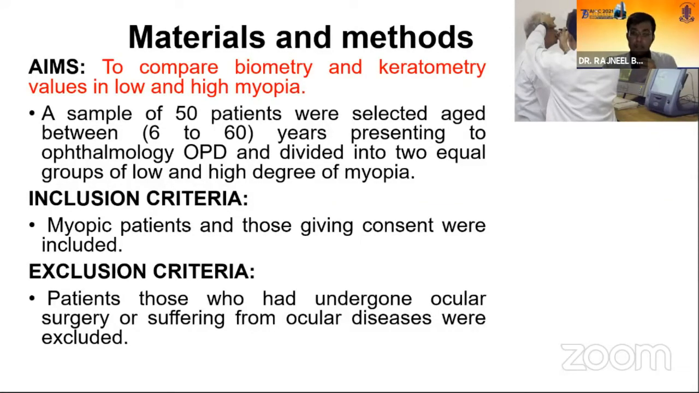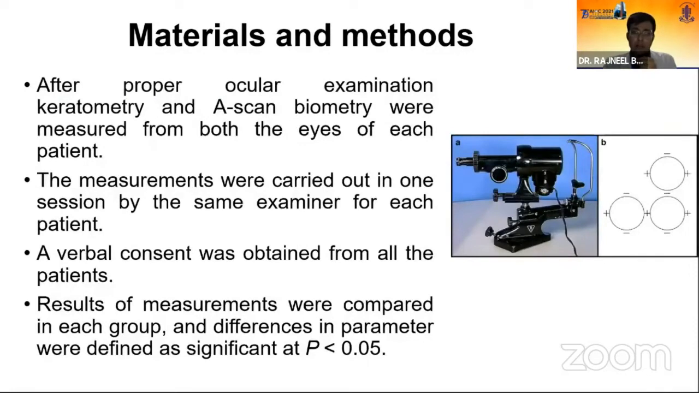A sample of 50 patients were selected, aged between 6 to 60 years, presenting to ophthalmology OPD, and divided into two equal groups of low and high degree of myopia. Myopic patients and those giving consent were included, and patients who had undergone ocular surgery or were suffering from ocular diseases were excluded. After proper ocular examination, keratometry and A-scan biometry were measured from both the eyes of each patient. The measurements were carried out in one session by the same examiner for each patient. A verbal consent was obtained from all the patients.